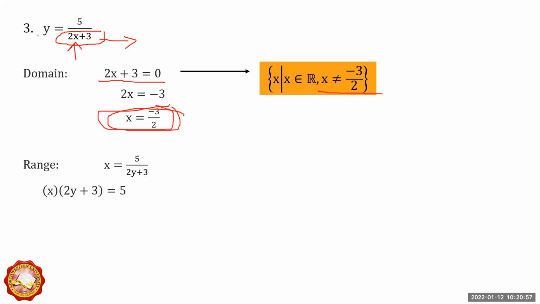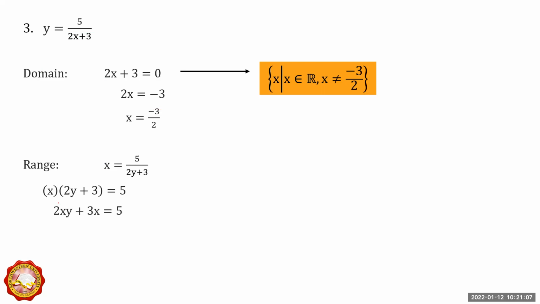For your range, baliktarin lang natin. So instead of having y, you'll get x. Your x here would become y. And then find the value of y. So that would give you 2xy plus 3x equals 5. Now you can put 3x to the other side. And then find the value of y by dividing both sides by 2x. So that would give you negative 3x plus 5 over 2x.